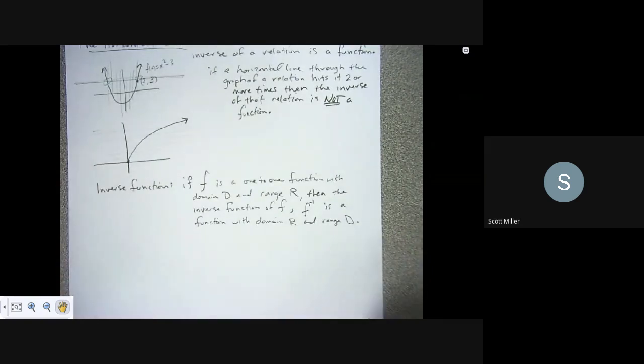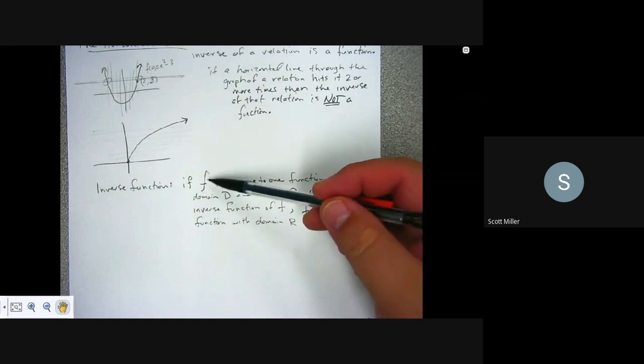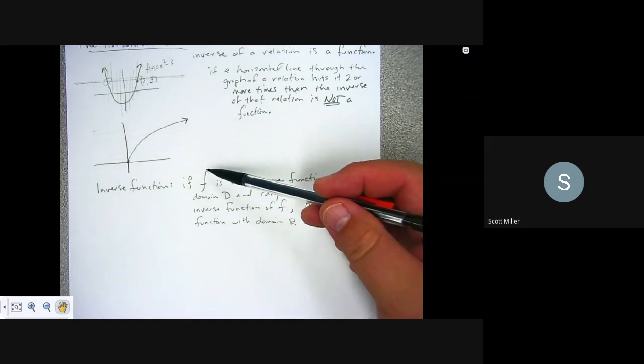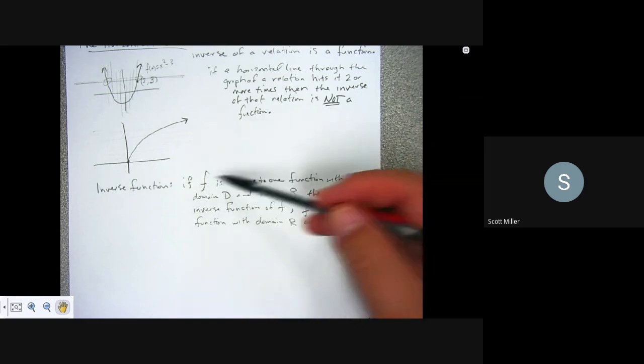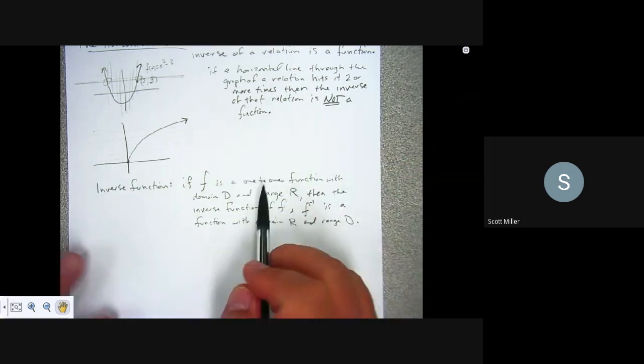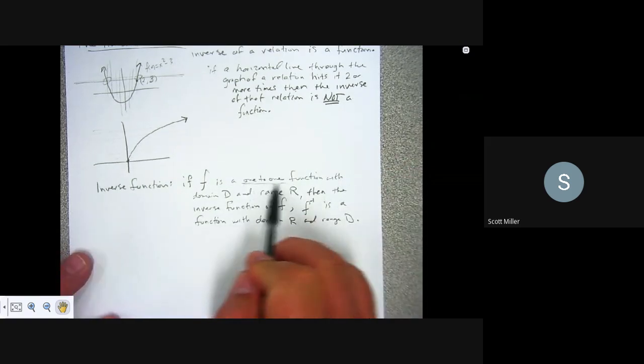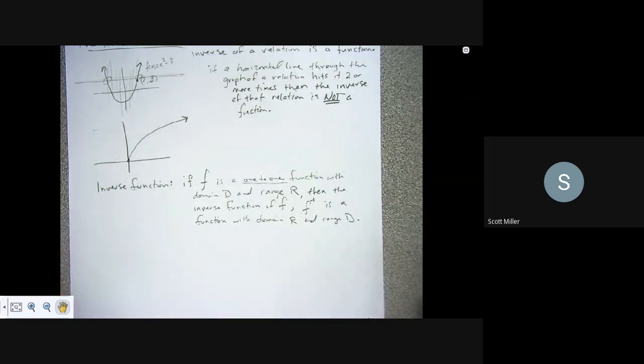So first off, we talked about this thing called a function. I have already told you that we have a function. So it's more than a relation. It's an actual function, which means it passes the vertical line test. We know this. If this function is one-to-one, well, what does that mean? What does one-to-one mean? And that's the key to this one.